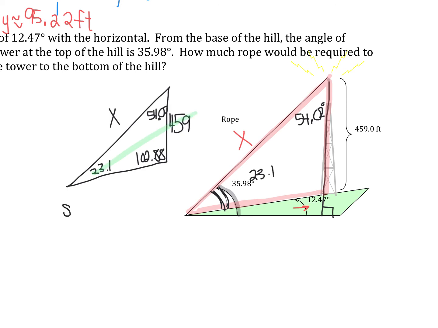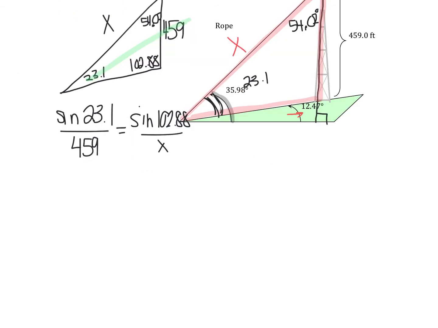So sine of 23.1 over 459 is going to equal the sine of 102.88 divided by x. Go ahead, solve that on your calculators. Let me know if you get the correct answer. If not, we will go over it in class tomorrow. The answer I got was 1,140.48 feet. So make sure that you know how to cross multiply, solve for x, use your calculator, type it in. That's really important too to get the correct answer.